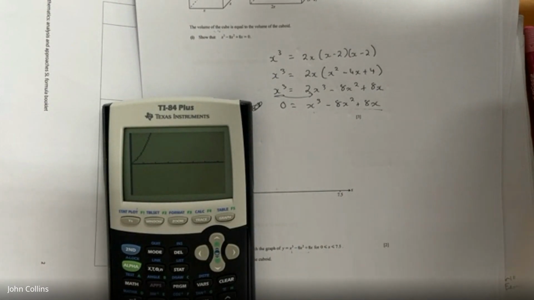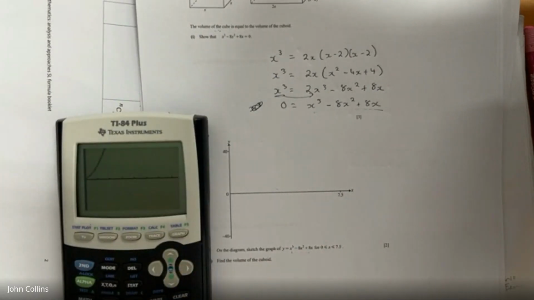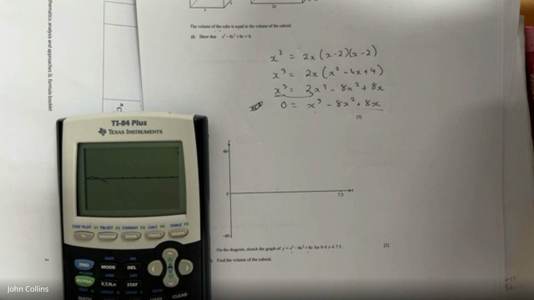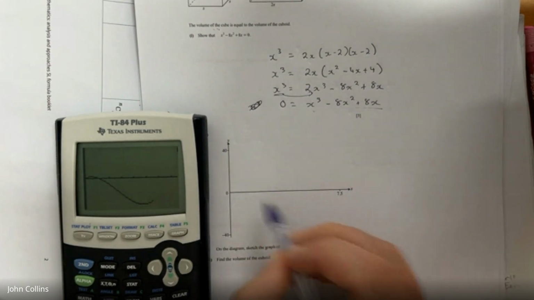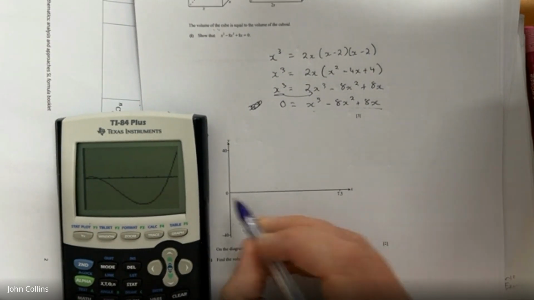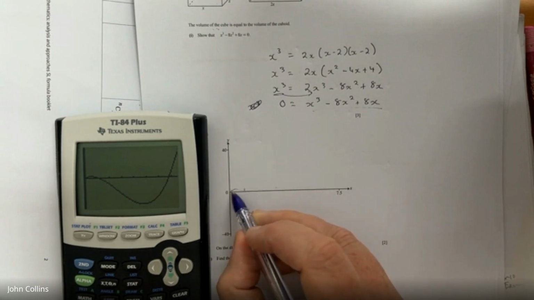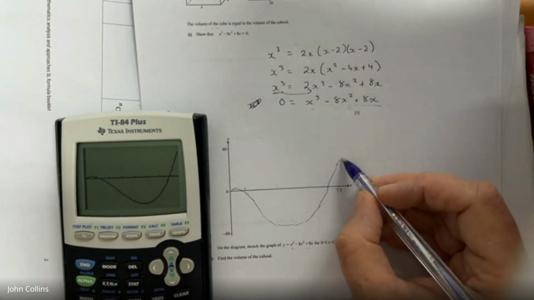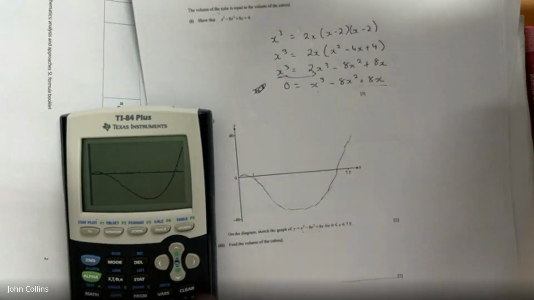This doesn't look right. Something's wrong. Okay, let's look at this again. I've typed something in wrong, I think. Oh, yes, I haven't put, that's negative. Let's graph that again. Okay, so it looks like this. Something like... Okay, so that's my sketch.